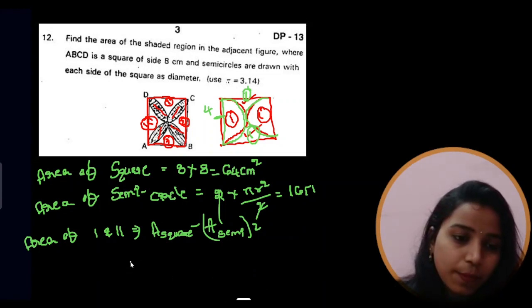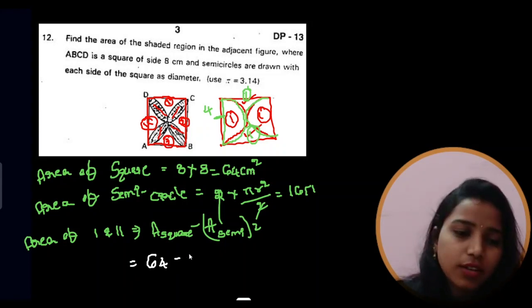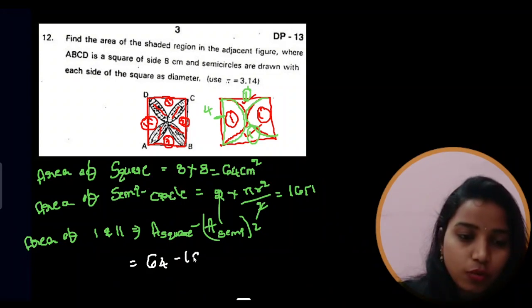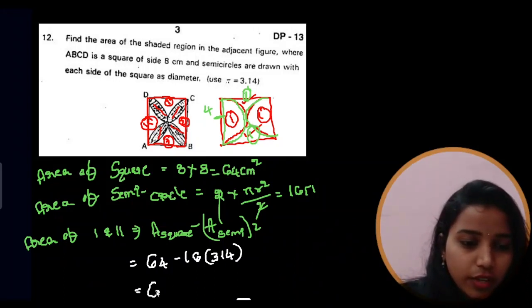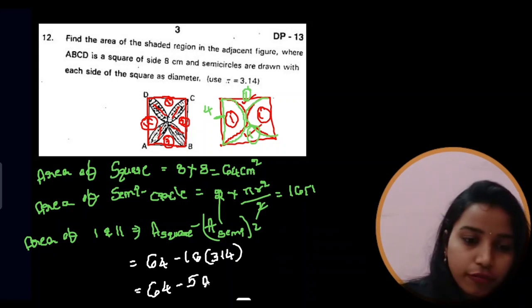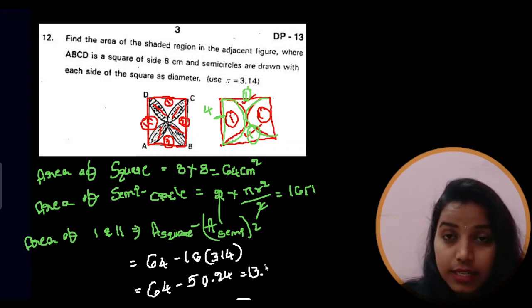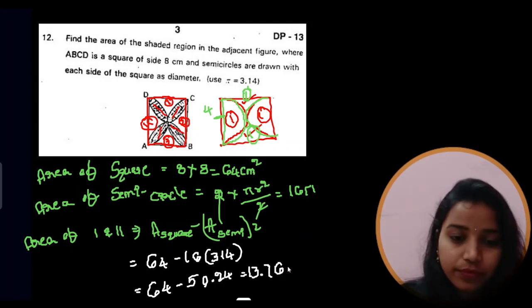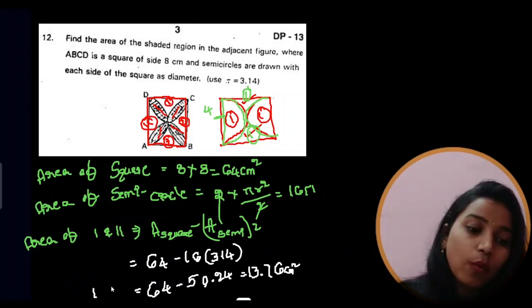Okay. So simply substitute the values here. Then what happens? Here, area of 1, 2. It is 64, sorry. 64 minus, okay, let's write 64, 16 into 3.14, right? Then what happens? So this value will be 64 minus 50.24. Then this will be equals to 13.76 centimeter square, right? So this is only area of 1 and 2, right?